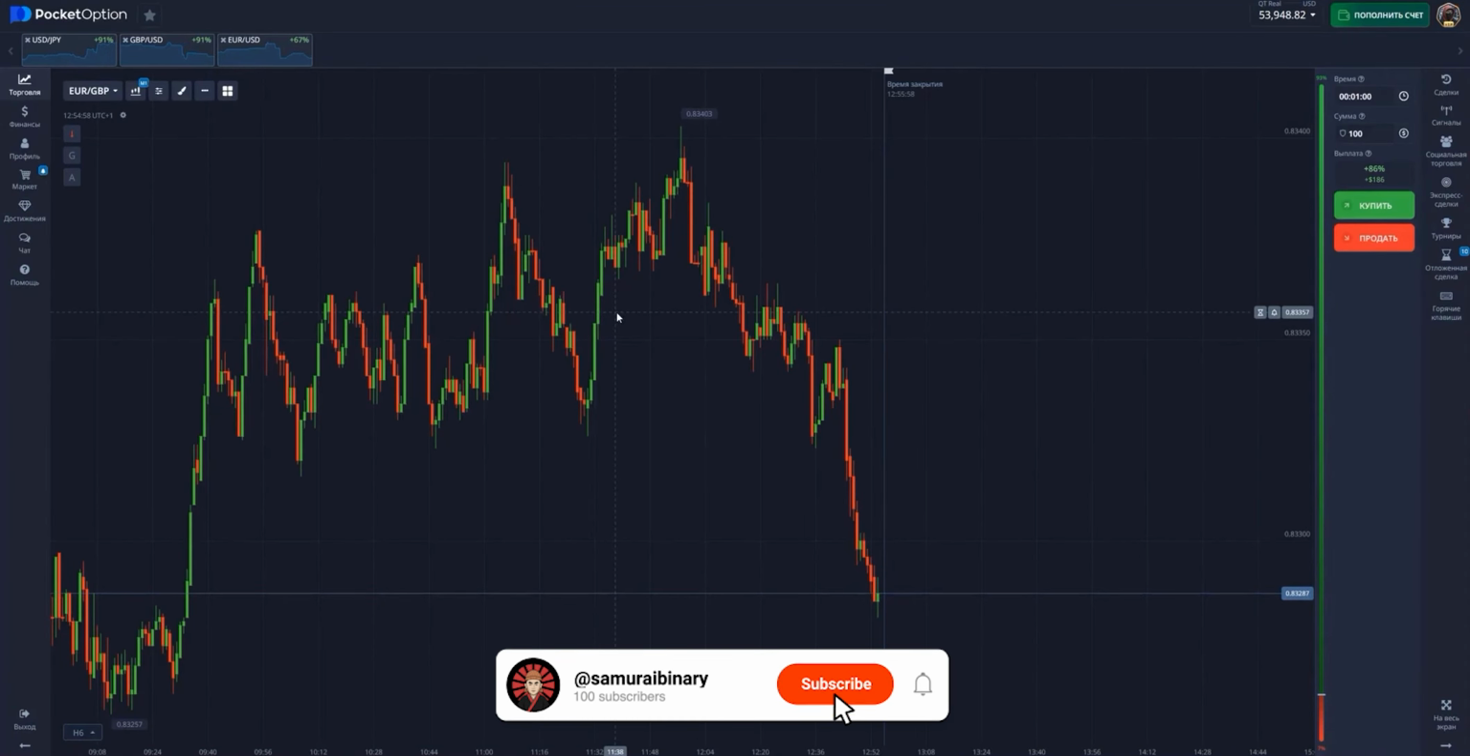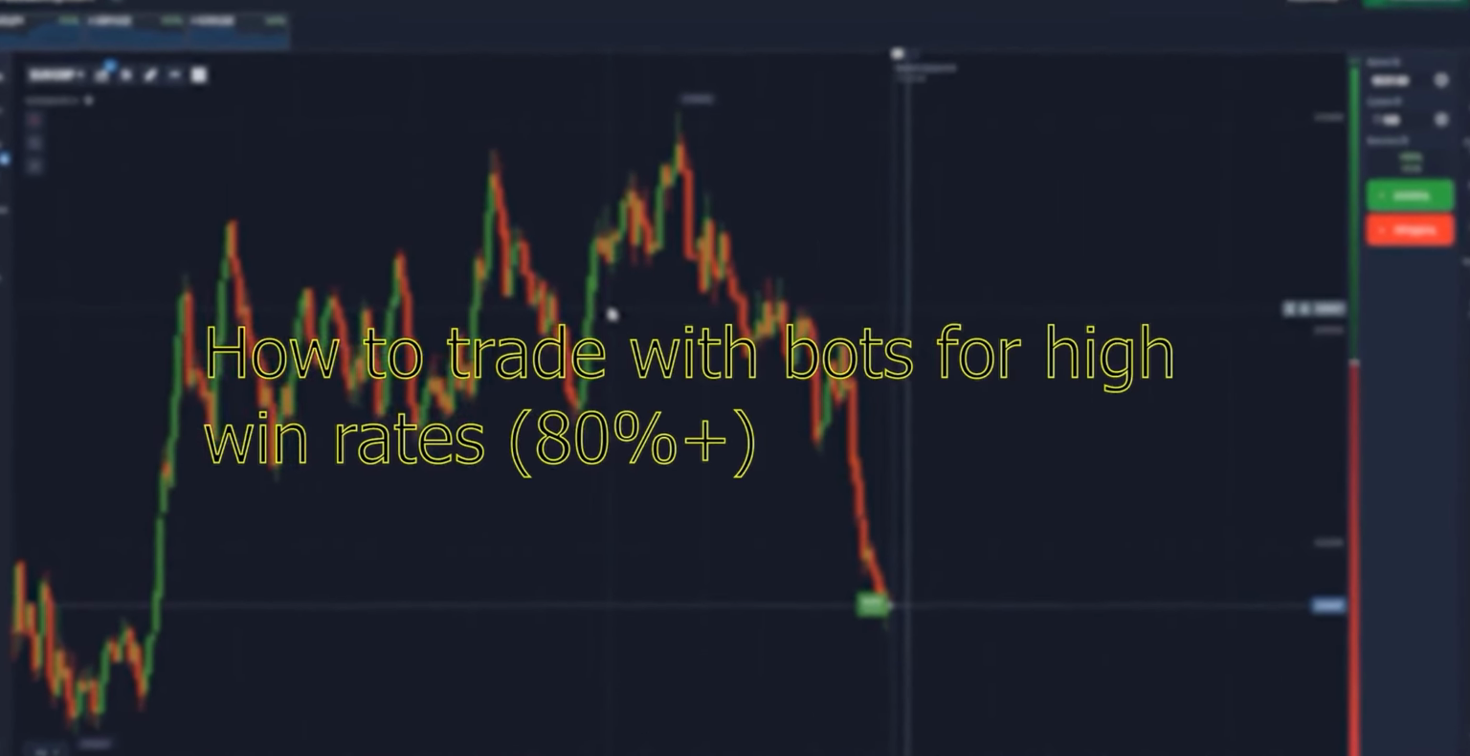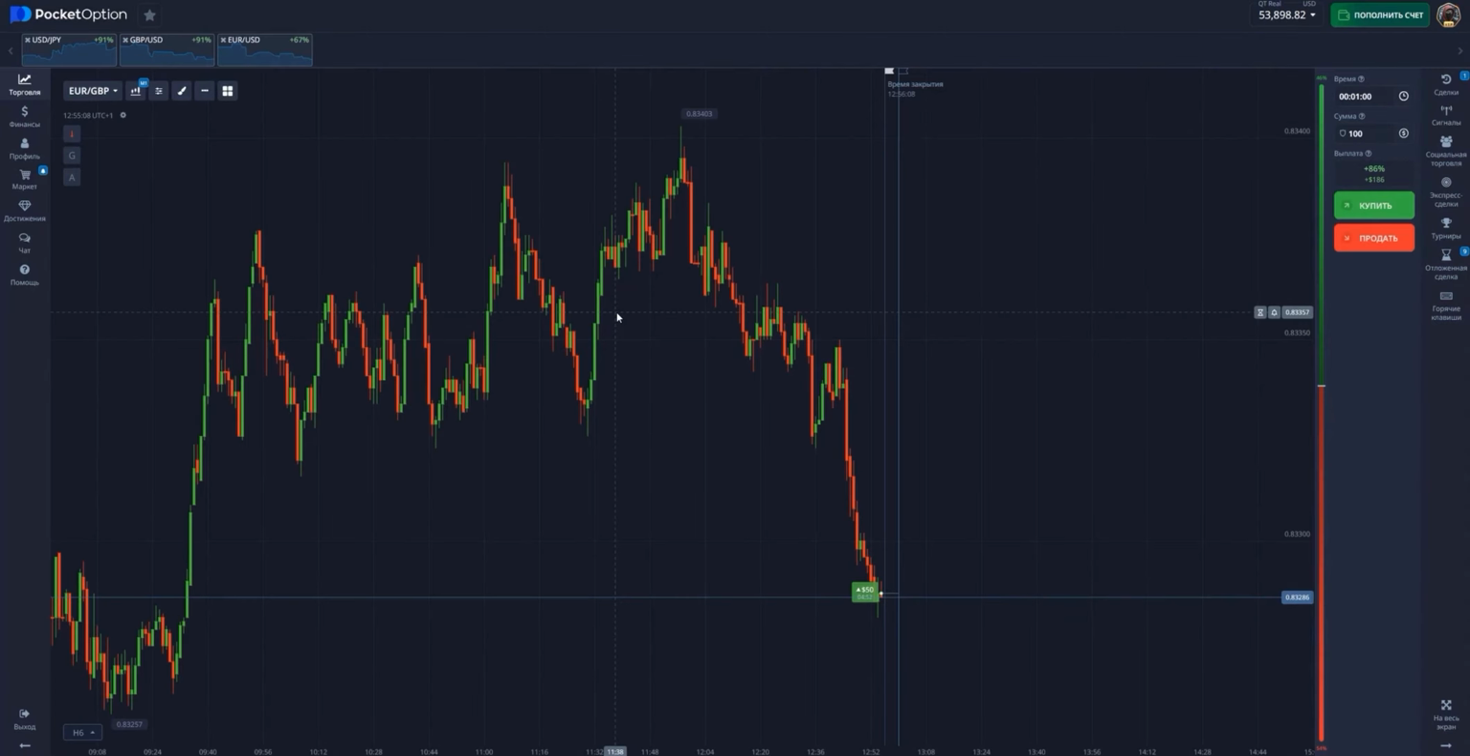Today, we will talk about how to trade correctly with bots to achieve a high success rate of over 80%. We use filtering because you also need to know how to trade correctly with bots for better results. So, we use a filter with indicators to determine. You can use the trend direction, and you can also use a time filter and a session filter.